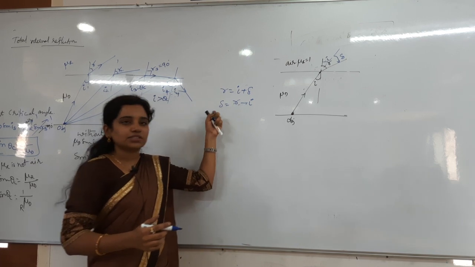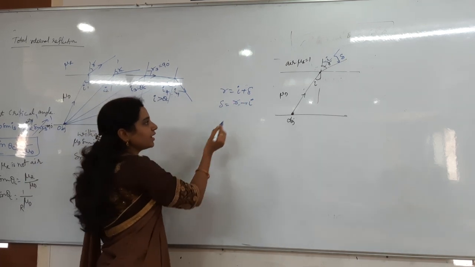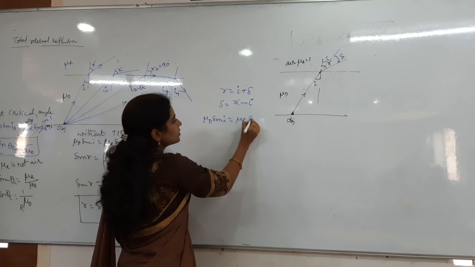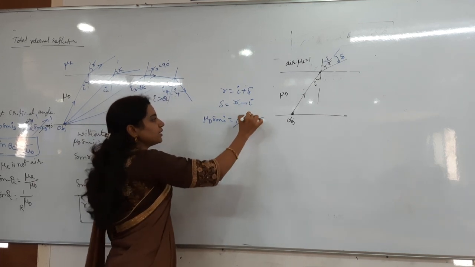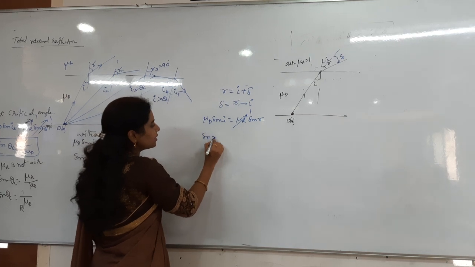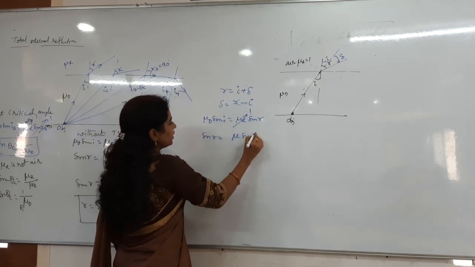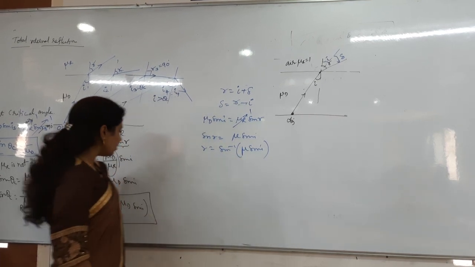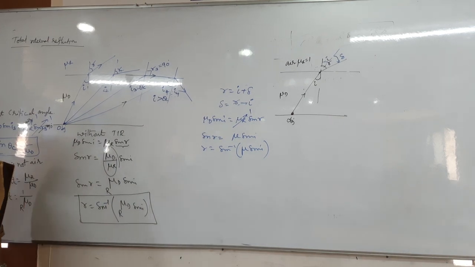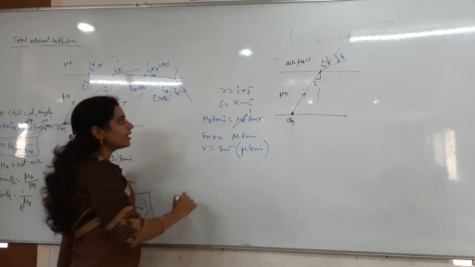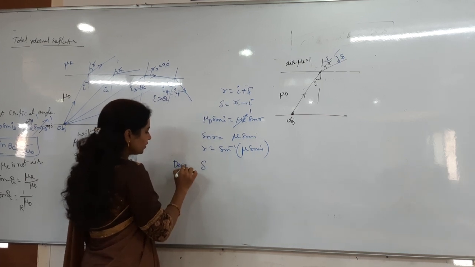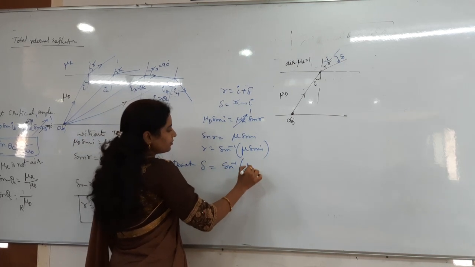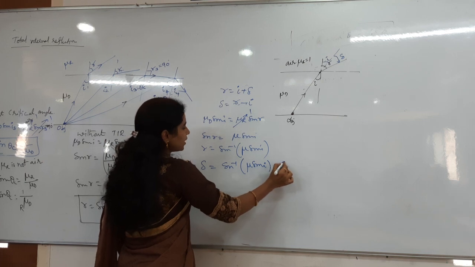Now I want to find this delta only. For finding delta, first I will apply Snell's law here. Mu d sin I is equal to mu r sin r. Mu r is 1 here. Then sin r is equal to mu sin I, so r is equal to sin inverse of mu sin I. Anything wrong? Correct, no? This is the R we got. Then delta, the deviation, is equal to R minus I, which is sin inverse of mu sin I minus I.